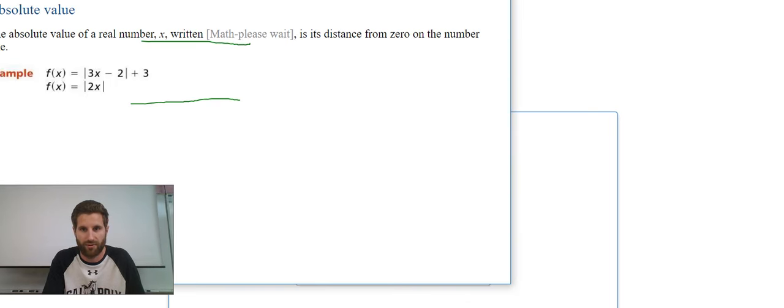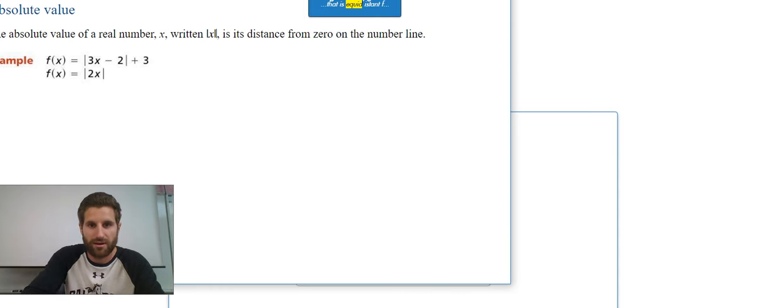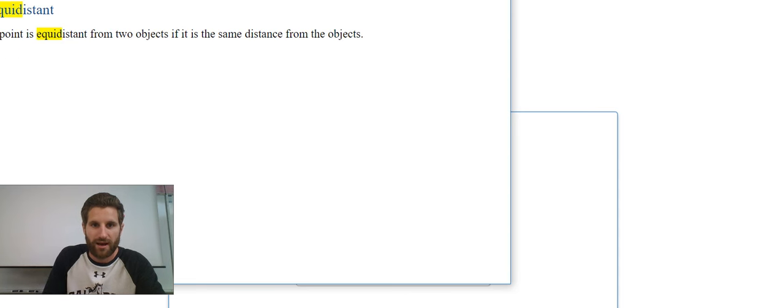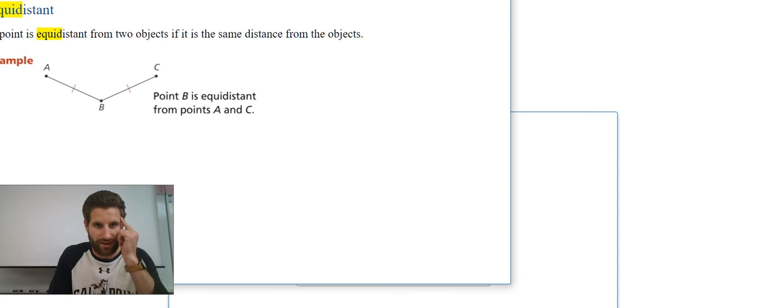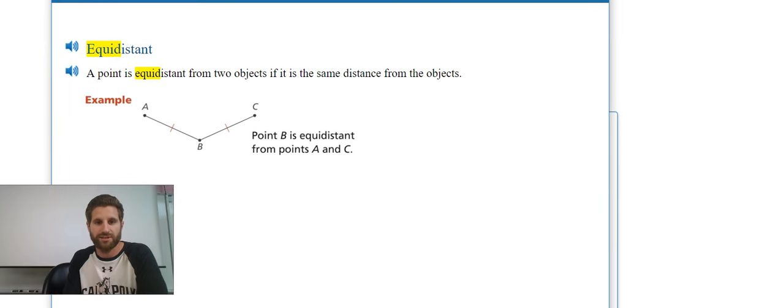But here's another cool thing. I can pull up some vocab here, and let's type in equidistant. Okay, hopefully it's reading what I'm typing. So equidistant. There we go. And we want to get this down. Equidistant: a point is equidistant from two objects if it is the same distance from the objects. So B is the same distance, so that's how we call it equidistant. So go ahead and you can write that one down.